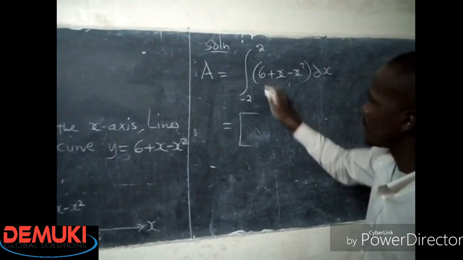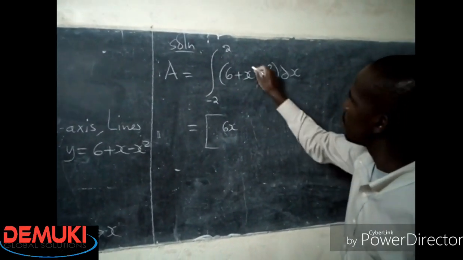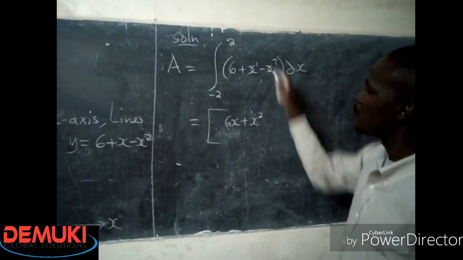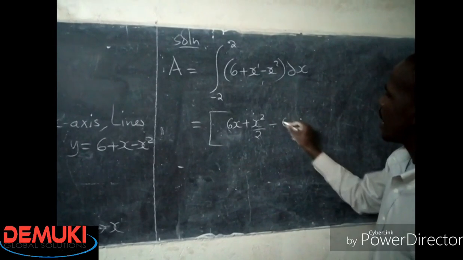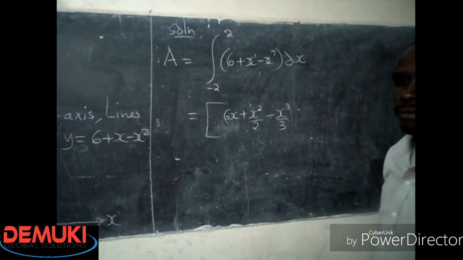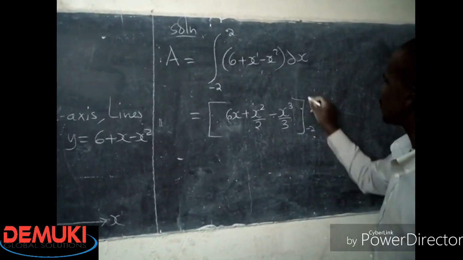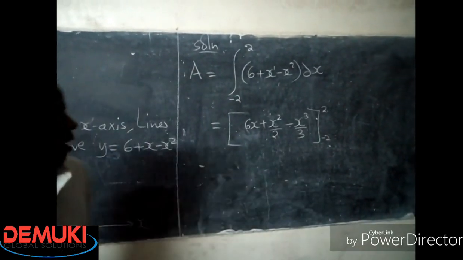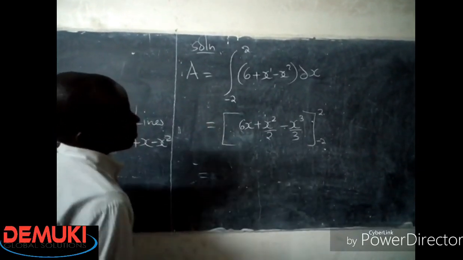So let's go on and see. After integrating, this shall be 6x. Now this, remember, is power 1, so it becomes x squared over 2. Then minus x squared, which is power 2, so it becomes x cubed over 3. Then our limits are -2 to +2.